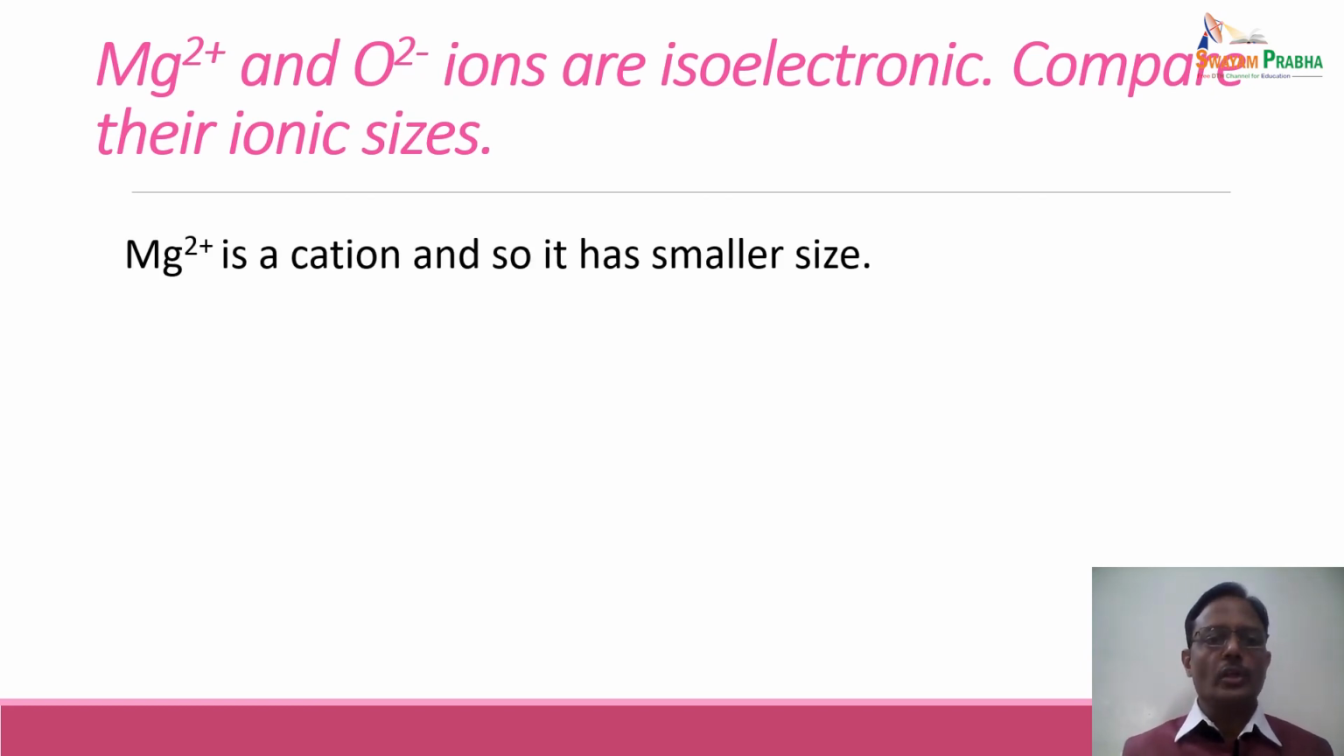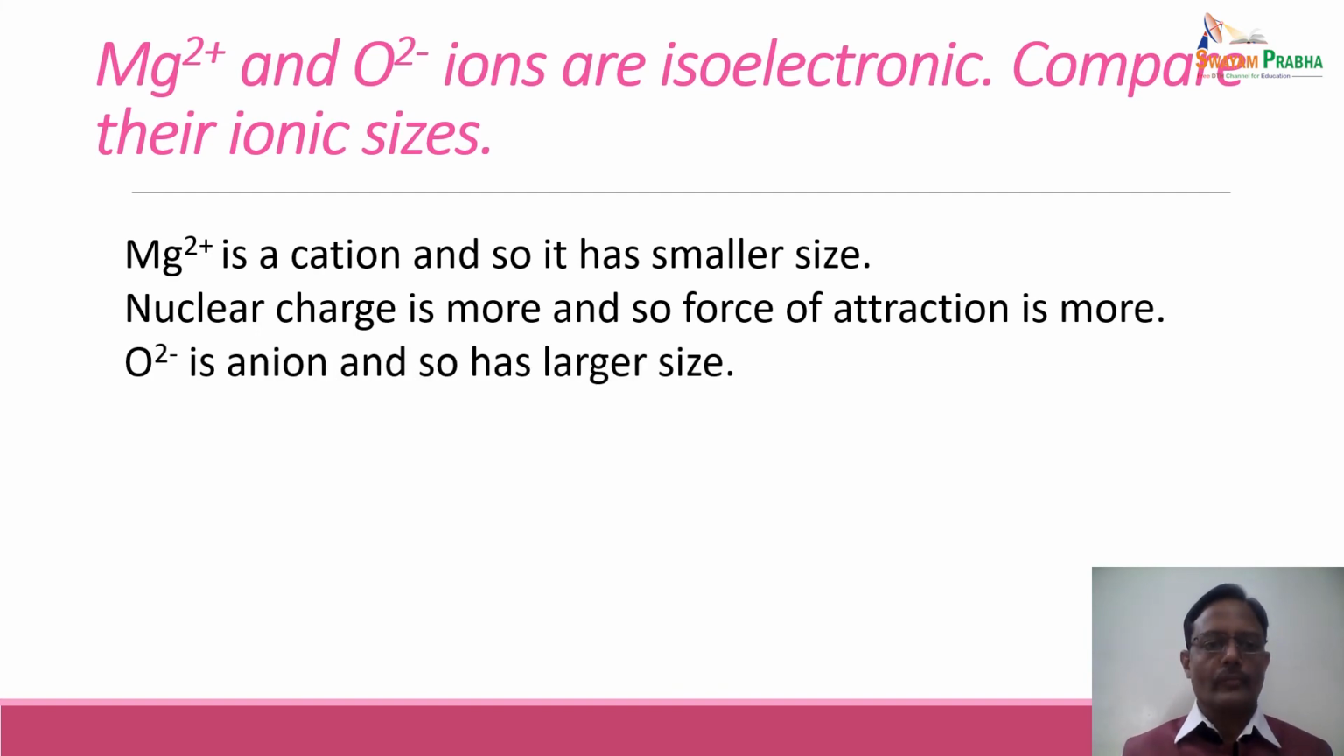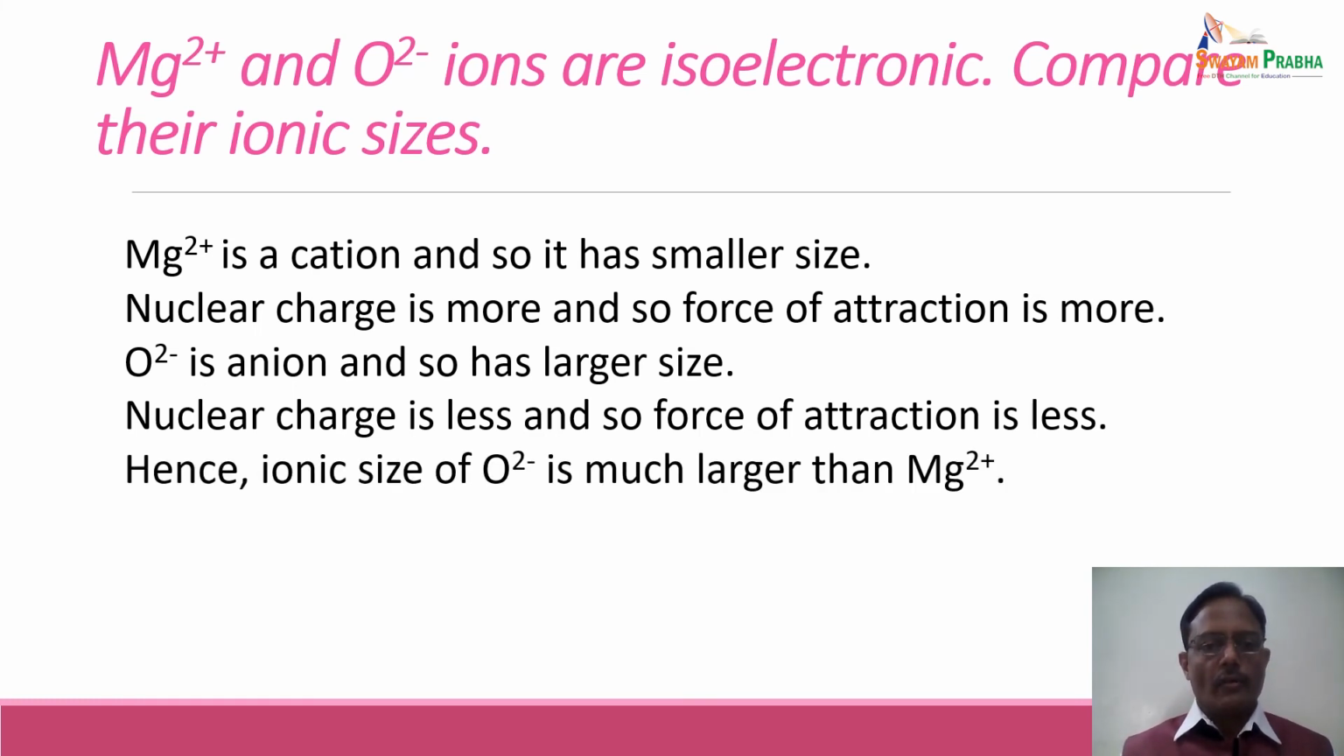We know that Mg2 positive is a cation, and so it is smaller in size as compared to the corresponding atom. The nuclear charge is more, and so the force of attraction is more. Oxide is an anion, and so it has a larger size because the nuclear charge is less as compared to the number of electrons present, and hence the force of attraction is less. So we can summarize that the oxide ion is much larger as compared to the Mg2 positive ion.